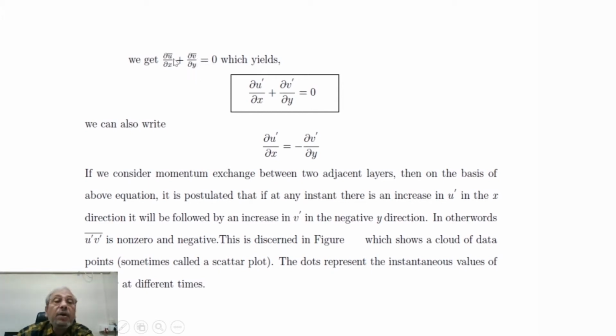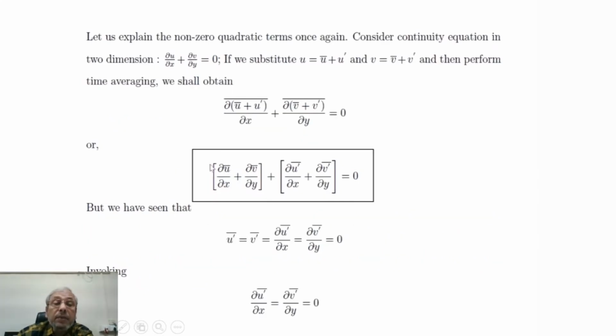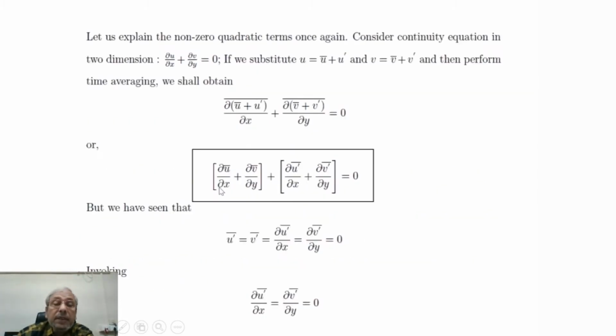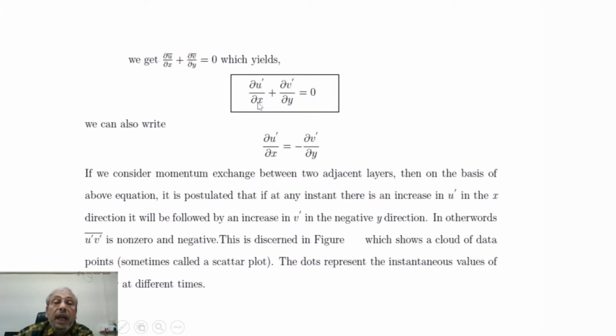Now if ∂/∂x of u bar and ∂/∂y of v bar are 0 in this equation, this is 0 and this is 0, so we can write ∂/∂x of u' plus ∂/∂y of v' equal to 0. So ∂u'/∂x plus ∂v'/∂y is 0, and we can write ∂u'/∂x equal to minus ∂v'/∂y.